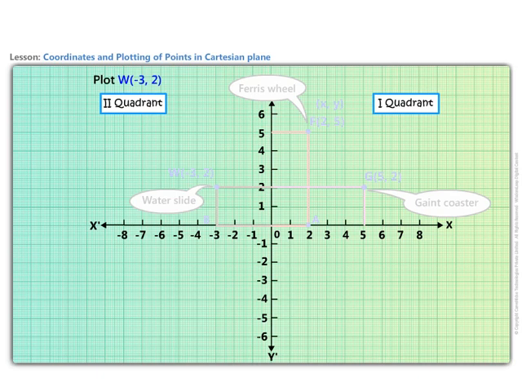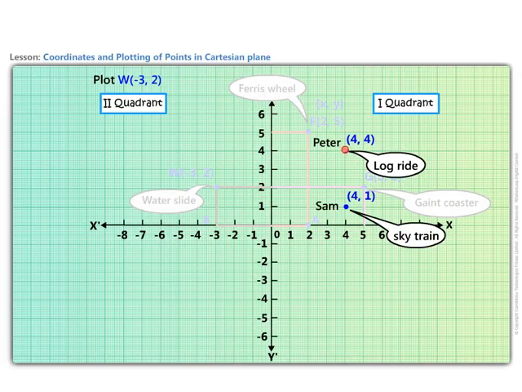Sam and Peter are at different rides in the same park. Sam calls Peter and asks him where he is. Peter replies he is in the log ride, which is located at (4, 4). Sam is at the SkyTrain (4, 1). He starts walking to meet Peter. In which direction and how many units will he walk to reach Peter?